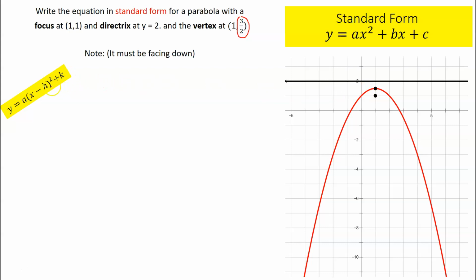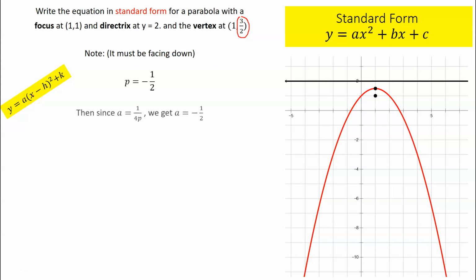I know where the vertex is. I can plug those numbers in. The a I don't know yet, but I can figure that out pretty quick because the focal distance here would be 1/2, -1/2 because it's going down. I can put the numbers that I know in here, and then I can simplify this until it looks like that. So I'm going to start with that.